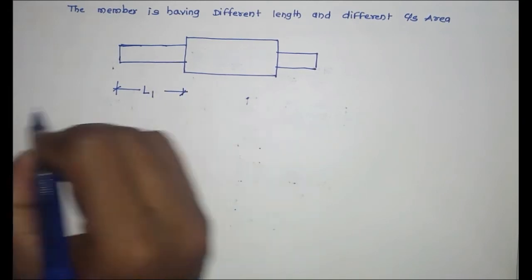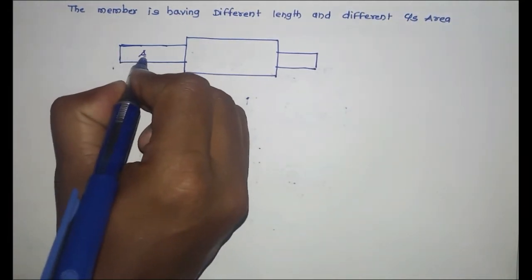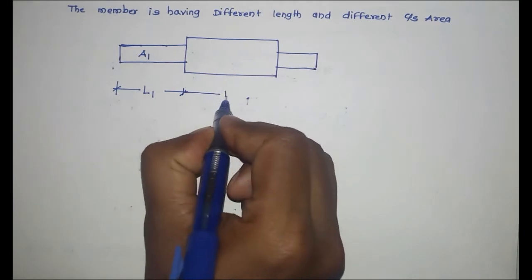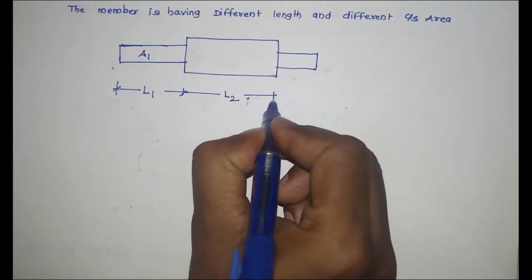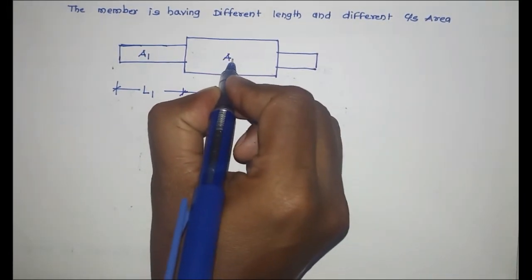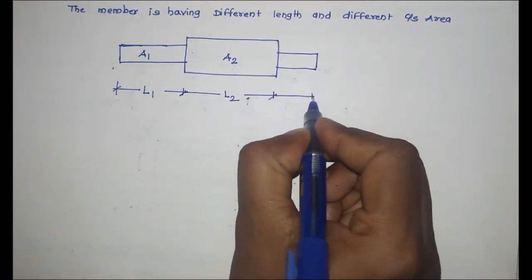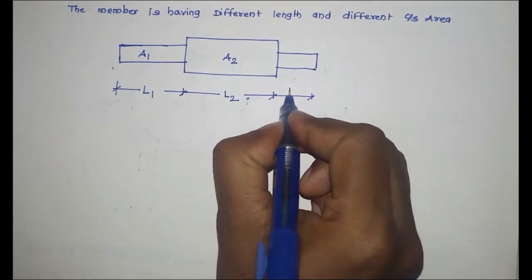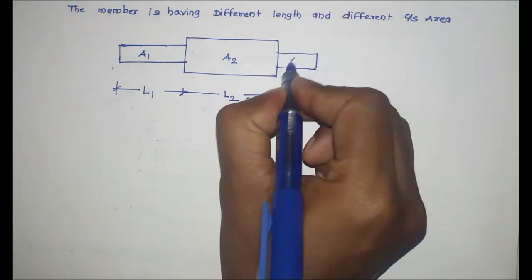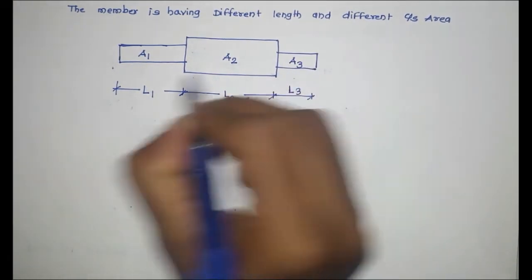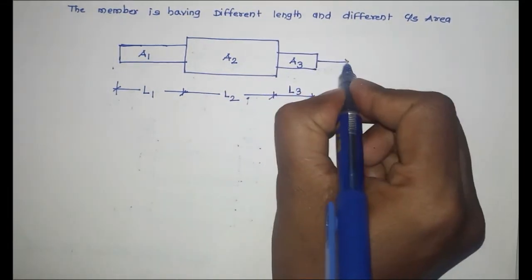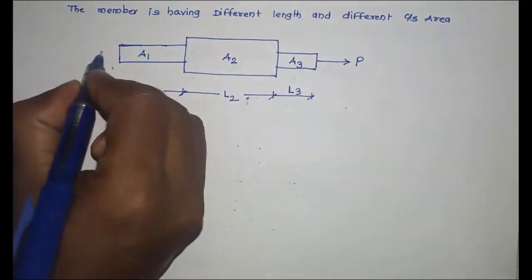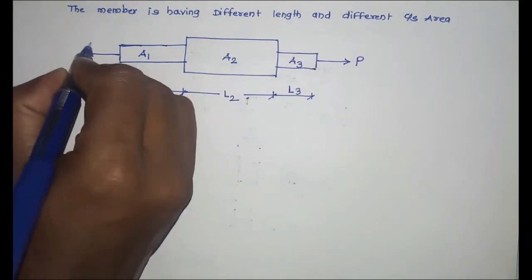having length L1 and the area is A1. Similarly, the second part has L2 length and area A2, and the third has length L3 and area A3, and it is subjected to the force P on this side as well as the force P on this side.